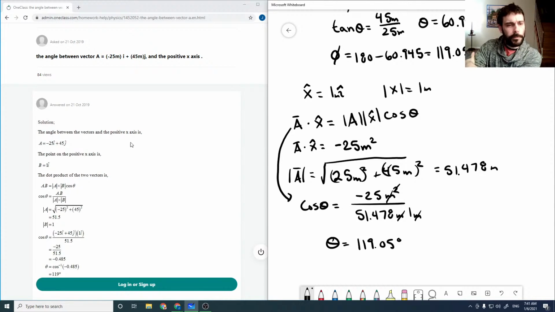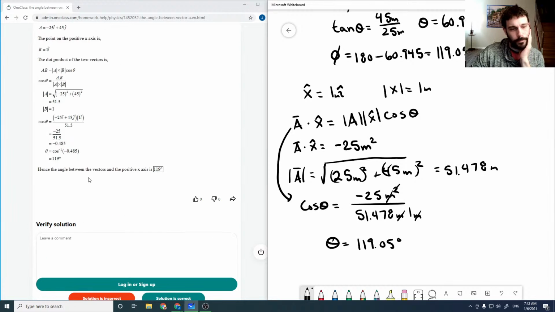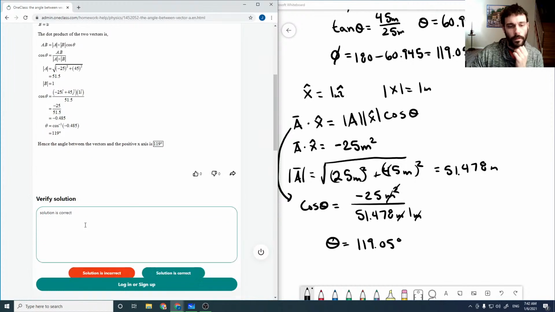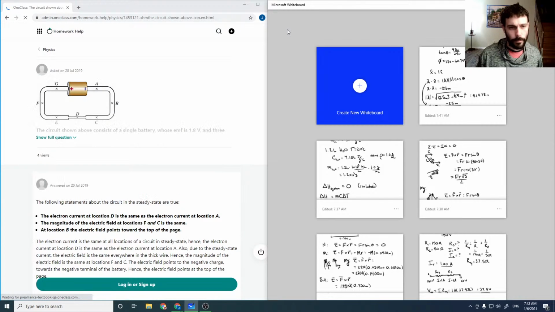Okay. And so they use the dot product, although here we have, well, I guess that's just a multiplier. Yeah, okay. So that's the dot product, and then we get 119. So that looks good. Okay.